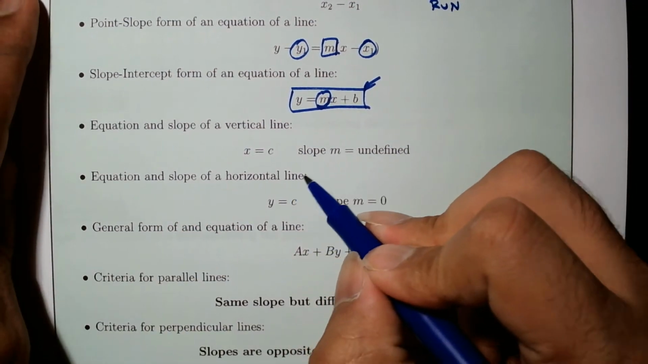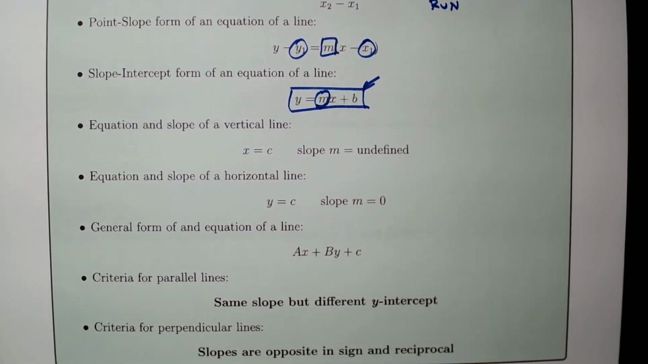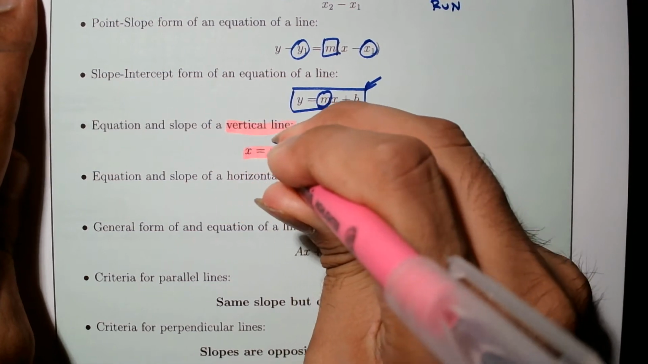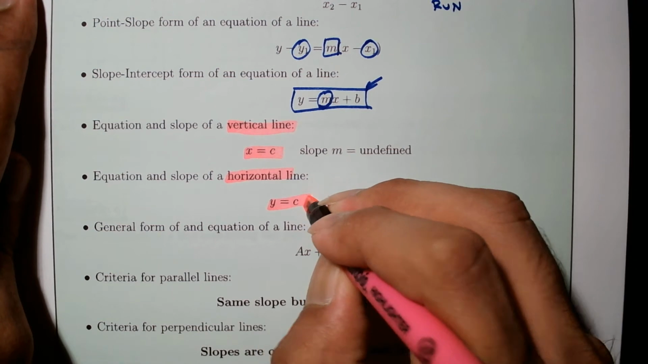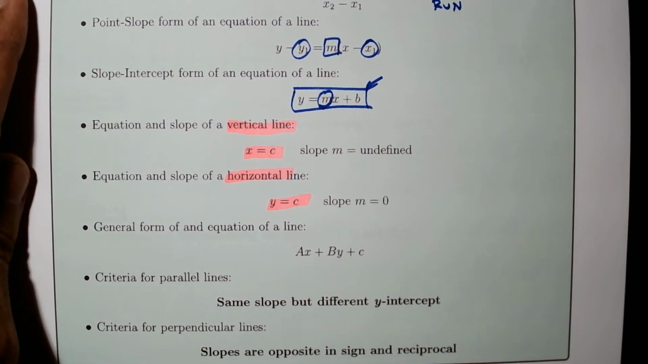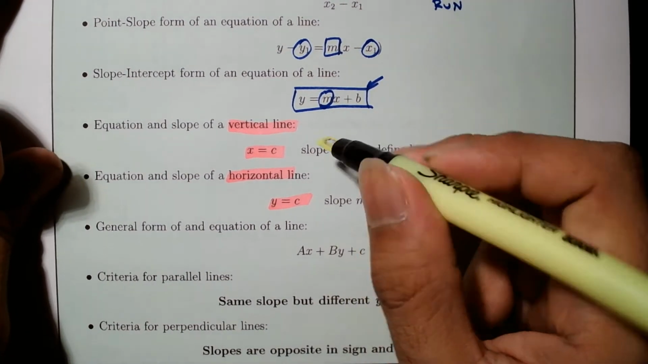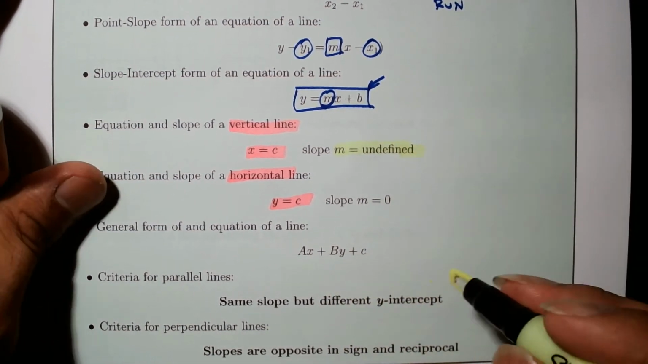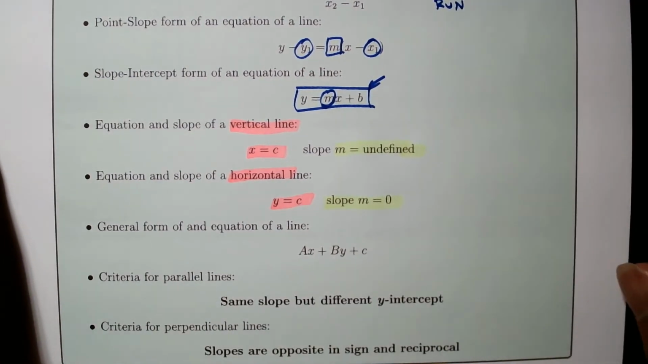Equations of vertical and horizontal lines. One thing to differentiate here is vertical lines are x equals some number, as opposed to horizontal lines, which are y equals some number. One very important piece of information here to keep in mind as well: the slope of a vertical line is undefined, as opposed to the slope of a horizontal line, which is 0.